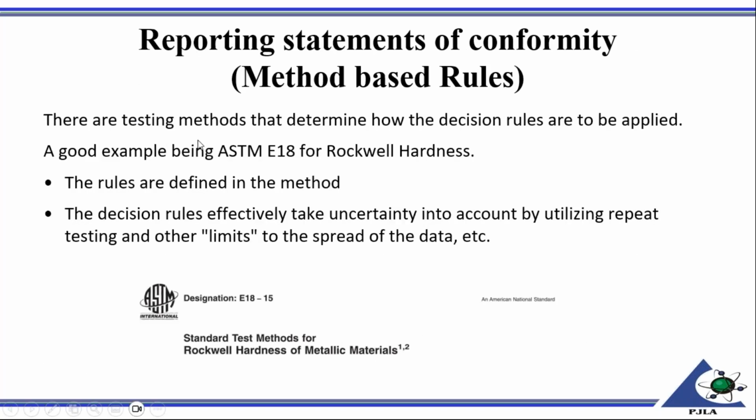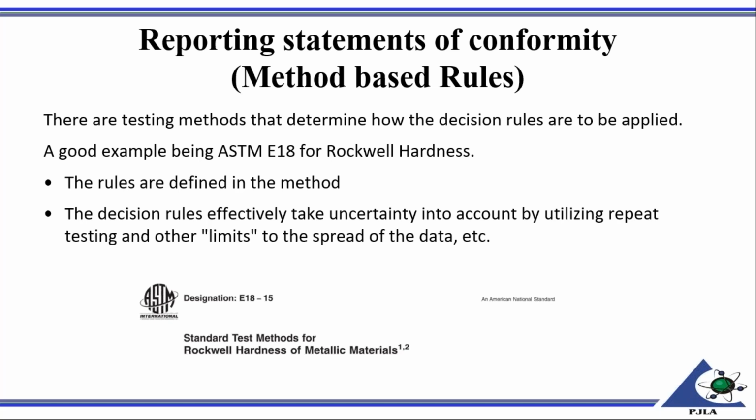There are testing methods that determine how the decision rules are to be applied. Now, I've mentioned this before, but this is specifically for that. A good example of this is ASTM, American Society for, I think that's mechanical engineers, but ASTM E18 for Rockwell hardness. This one governs hardness on the Rockwell scale. So the rules are defined in the method.